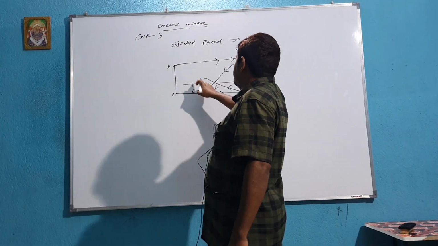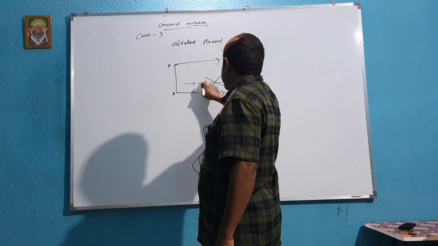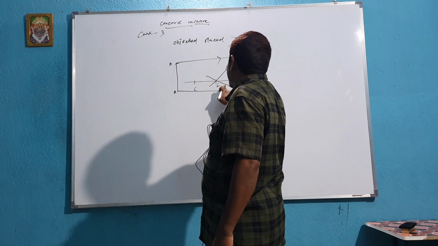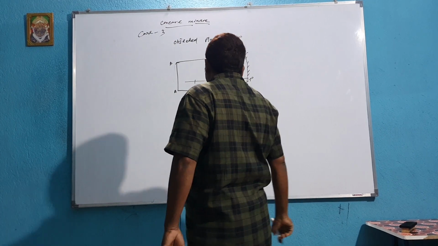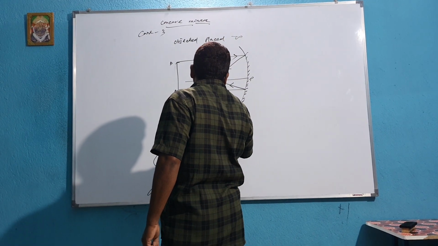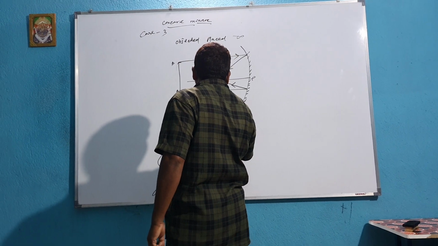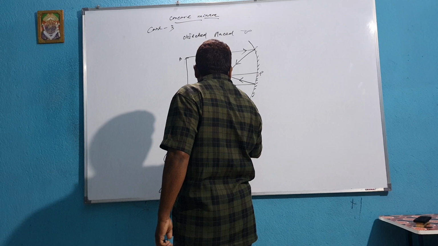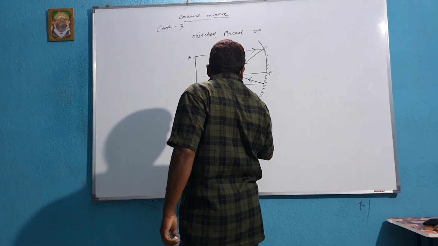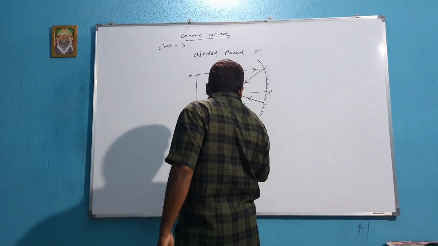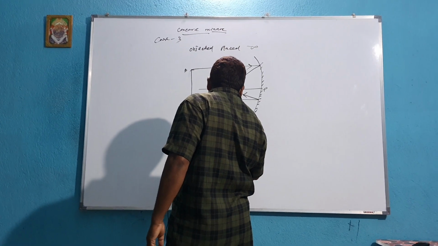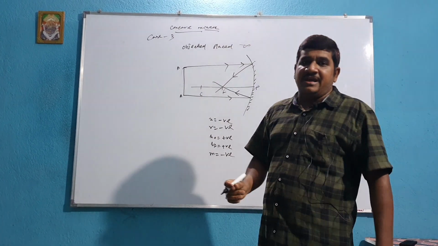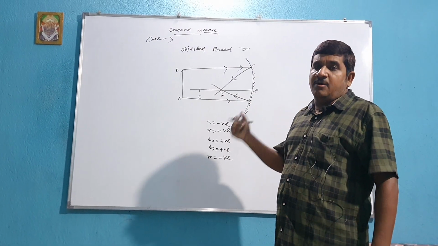According to the rules, this ray parallel to the principal axis strikes the focus. This one also parallel to the principal axis strikes the focus. Then u negative, v also negative, height of the object positive, height of the image also positive, and magnification negative because the size is very diminished, very small.